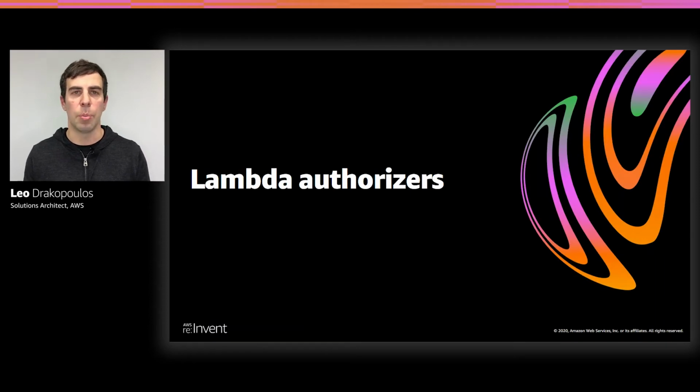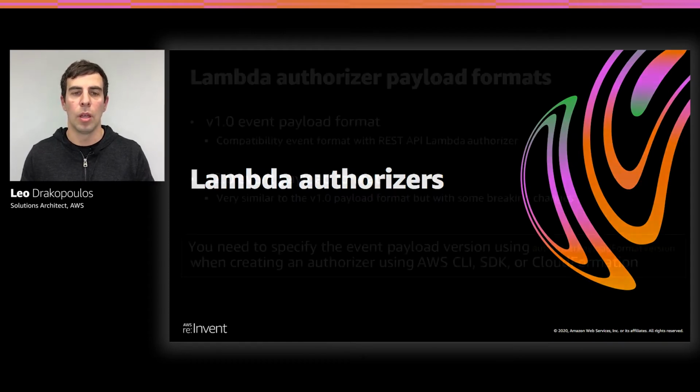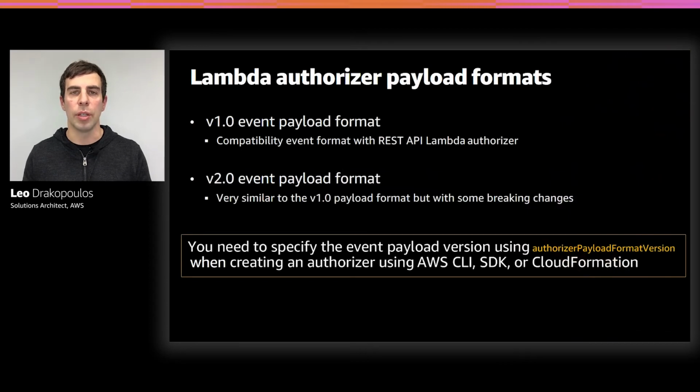I'm gonna follow the same approach where I'm gonna first show you the Lambda authorizers authentication flow and present a few different details around this particular authorization method. And then I'm gonna bring again everything together with a demo. So, in order to invoke a Lambda authorizer, you need to provide that with an event payload. And as you can see in this slide here, we have 2 different versions of event payloads.